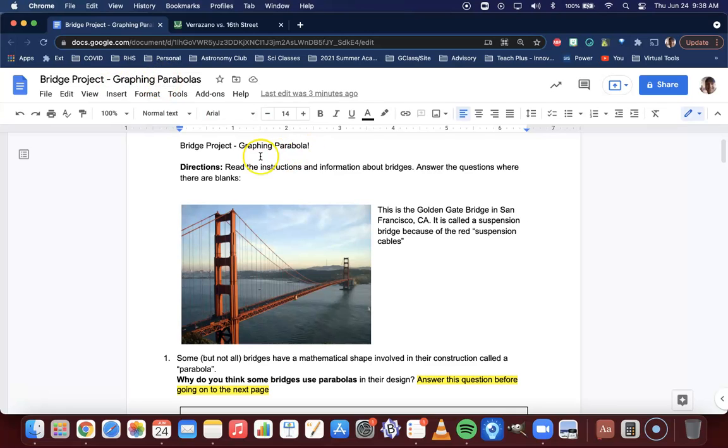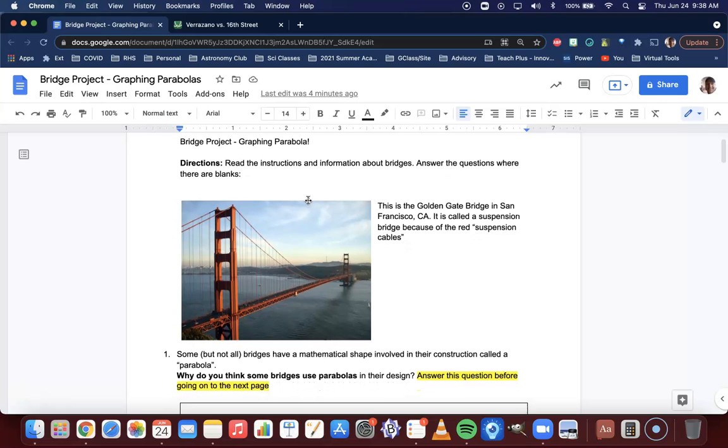You're going to be graphing parabolas, and you're going to do that using this document. So if you haven't, go ahead and make sure you've got this open, and we'll pause the Edpuzzle and let you go over and fill in your answers. You'll be turning this in for points, so please make sure you complete this document as we go along.